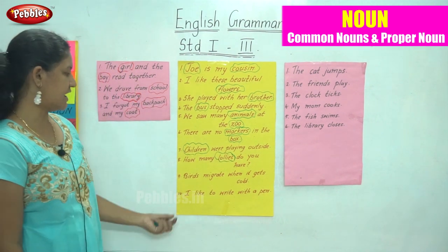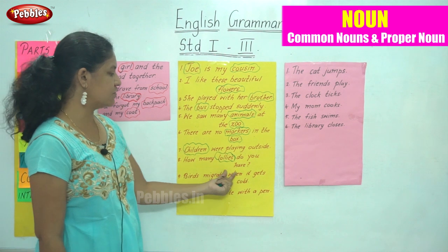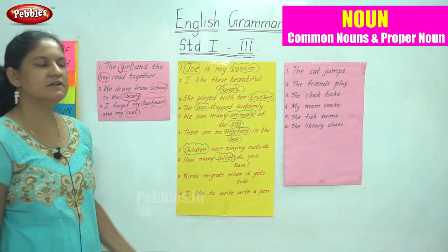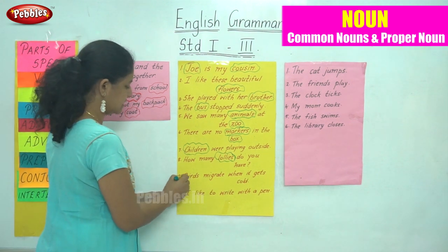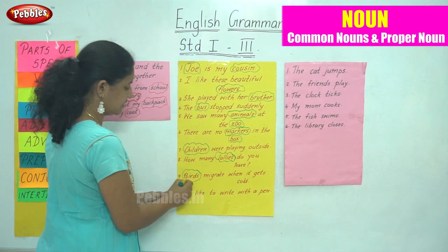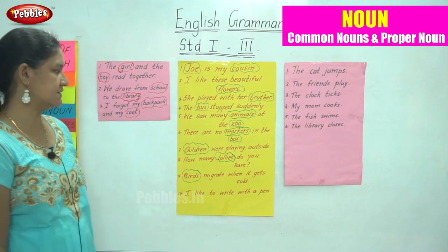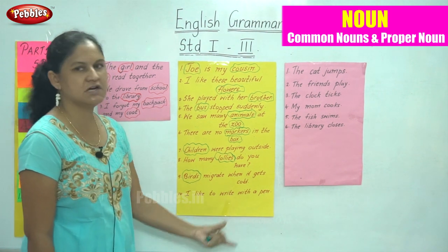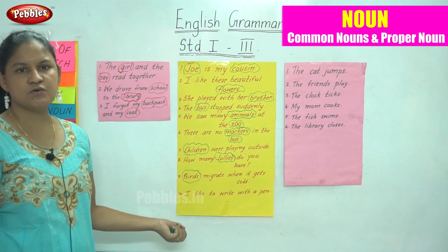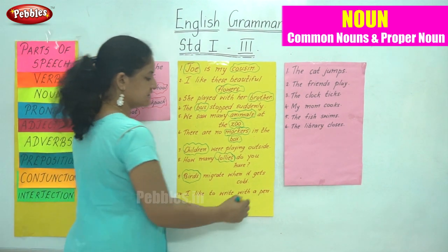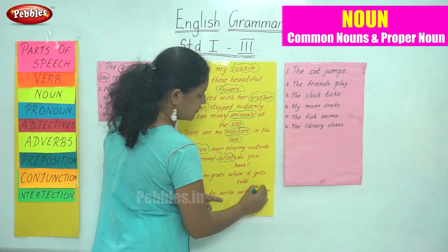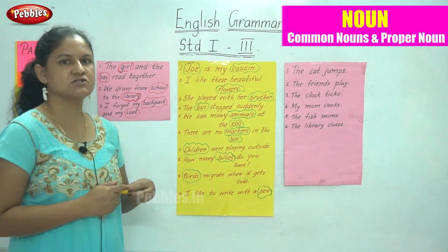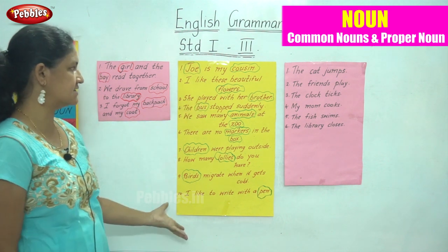In the next sentence we have, birds migrate when it gets cold. So what is the noun there? The word birds is the noun in the sentence. And in the next sentence we have, I like to write with a pen. So what is the noun there? The word pen is the noun there. It is the name of a thing that we use. So we have marked all the nouns in these 10 sentences.